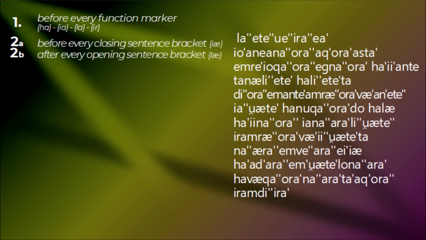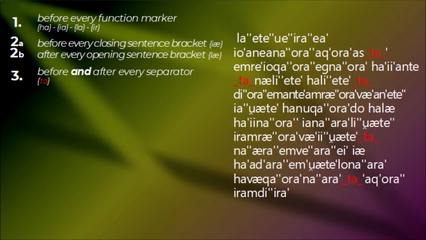Secondly, a space is placed before every closing sentence bracket, iai, as well as behind every opening sentence bracket, lai. Like so. Finally, we put a space before and after every separator marker, ta. We have a few of those as well. So, there we go.